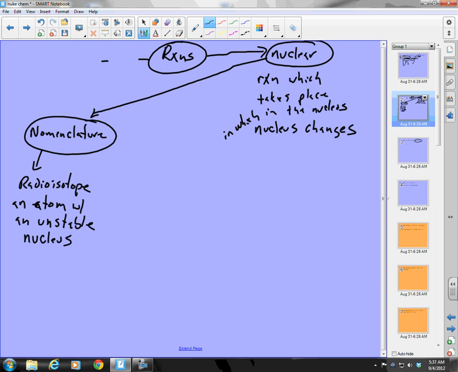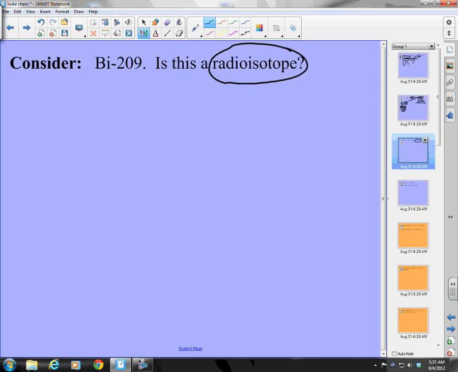That is a radioisotope, an atom or an isotope with an unstable nucleus. Good. So let's add something else. This is radioisotope. So what do we know so far? If it's a radioisotope, the question we're asking is, does bismuth 209 have an unstable nucleus? Can we answer that yet? Not yet. We have to learn more.